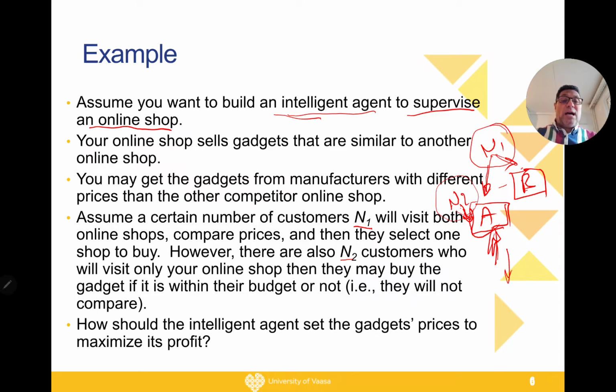So they need some optimization here, but this is the tricky part of game theory: the intelligent agent at B can also react according to your reaction. If you reduce the price, maybe B will also reduce the price, and then maybe you will not get more of N1 because they can get an even better offer from B. So how do we play such a game? How do we set the mathematical foundation for such problems?